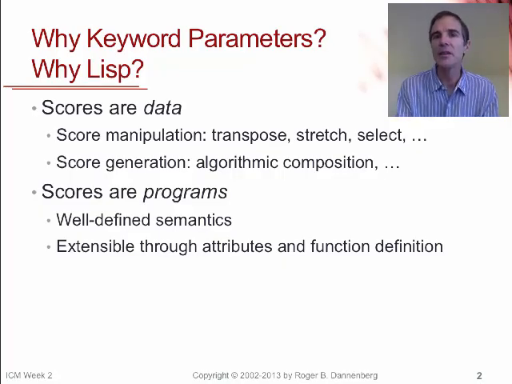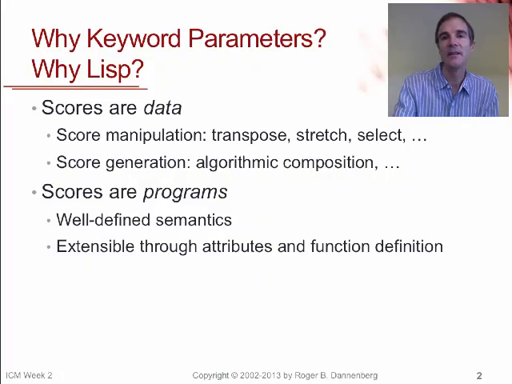They were not in the original version of Nyquist, but over time it seemed that expressing everything directly as a program was not always the most effective way to work with music and music data. On the other hand, scores are programs. They have a well-defined semantic. They are extensible through adding attributes and by making function definitions. So they play an interesting kind of middle ground between programs and data. And I think that's the real advantage.